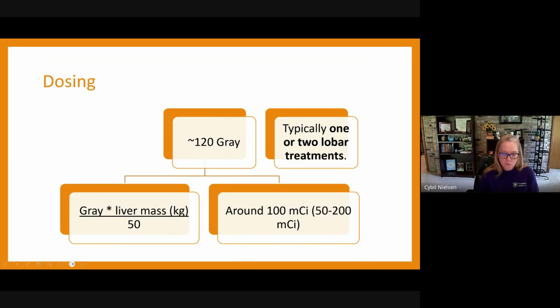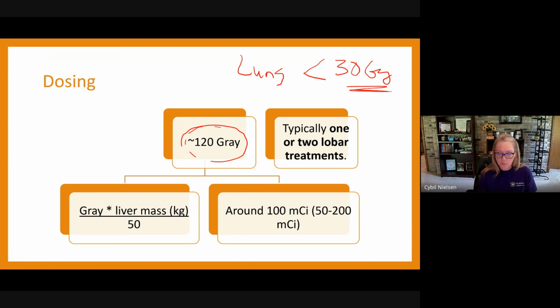All right, so this is the weird one, okay? This is the only one where our dose is in grays instead of millicuries. So we want to give the tumor 120 grays of activity. That's the absorbed dose. The package insert says the dose to the lung has to be less than 30 gray. Okay, so you might want to know that number, 30 gray.